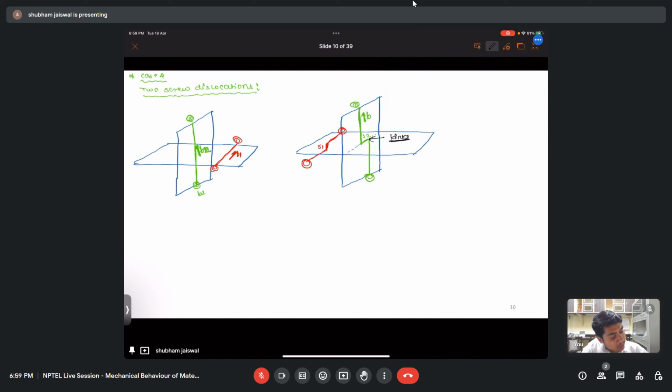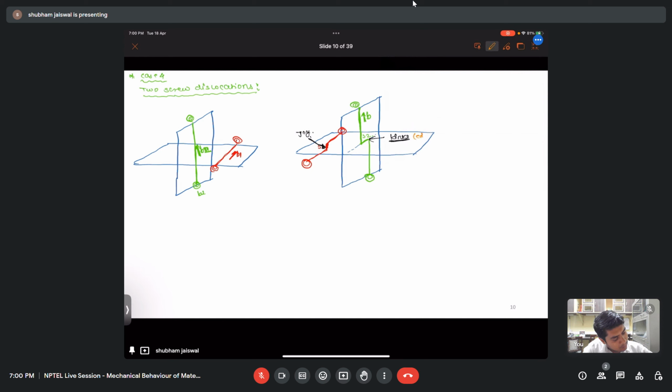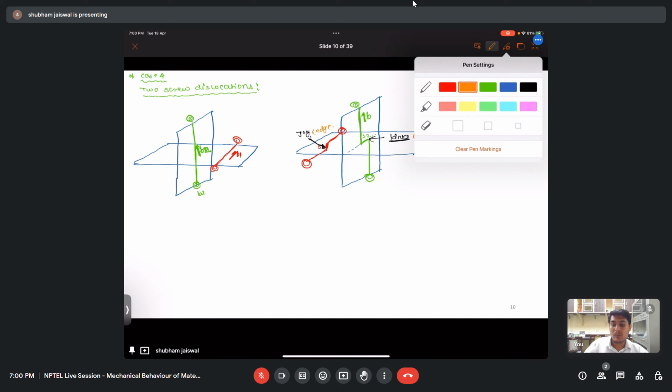So this segment S1 is being created and it is changing its slip plane. So this segment S1 is nothing but a jog, and this kink was of nature edge, and this jog is also of the nature edge. So this is how the different dislocations will interact with each other.